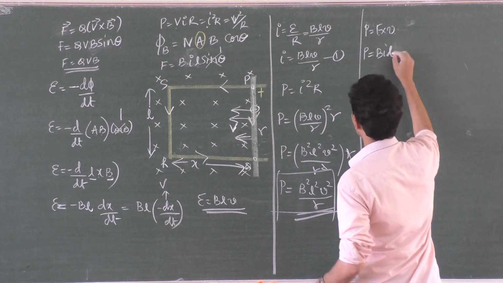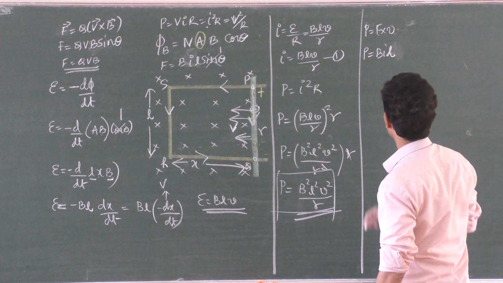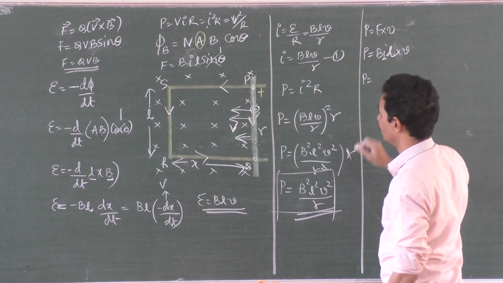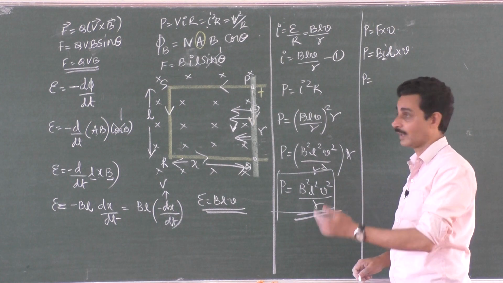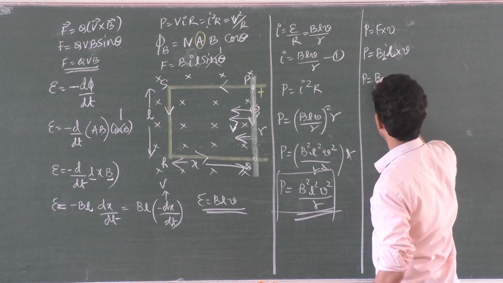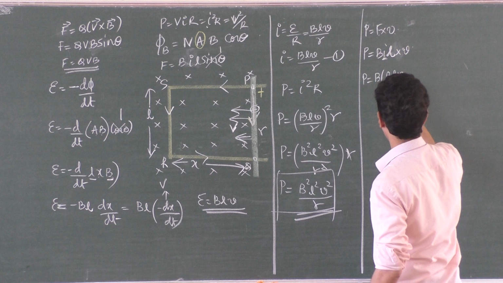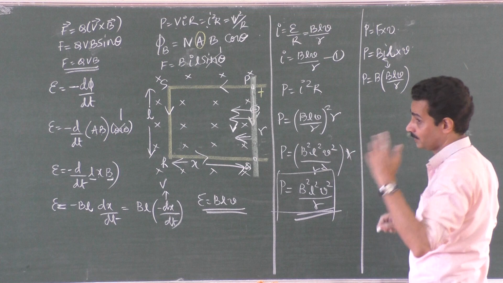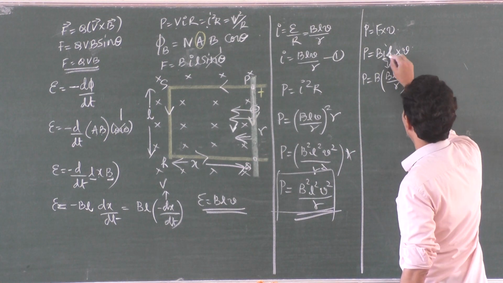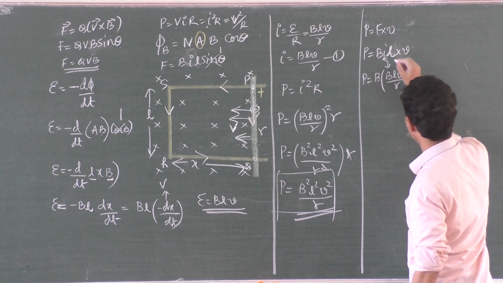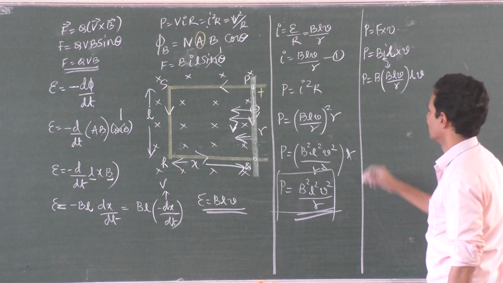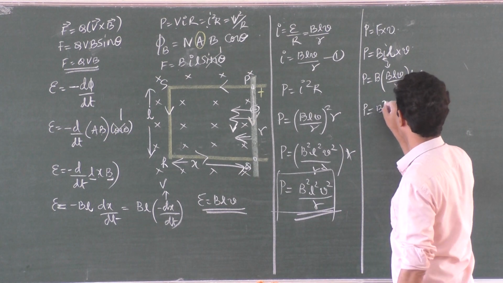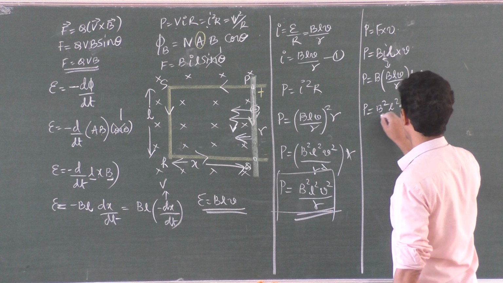BIL, I will write, because sine theta is sine 90. BIL, velocity V. Expand I. Power needed is force into velocity. Which is that I? Current carrying conductor I, I is this one, BLV by R. This is I, BIL, I into L cross B, that formula BIL sine theta. What is the power used to move it mechanically? It is B square, L square, V square by R.